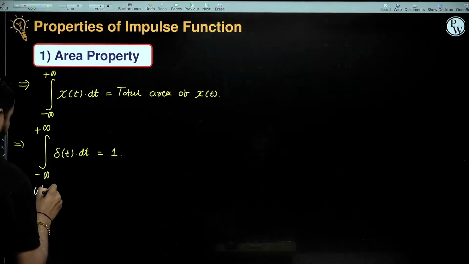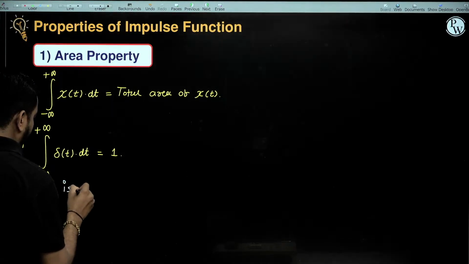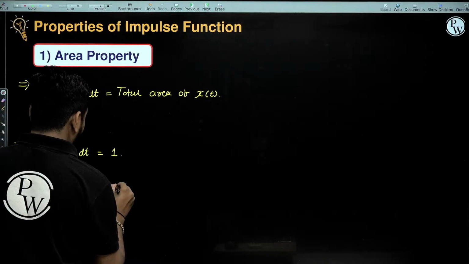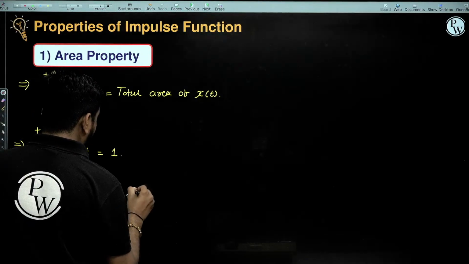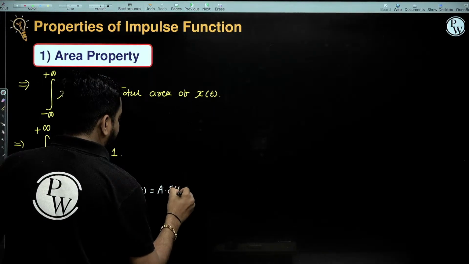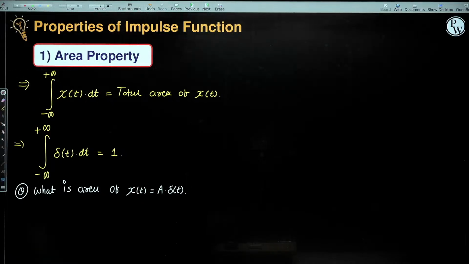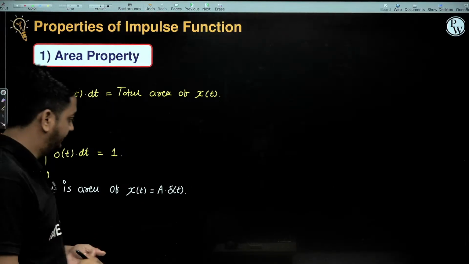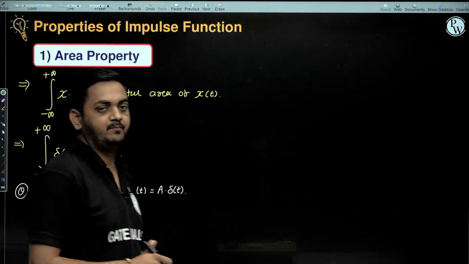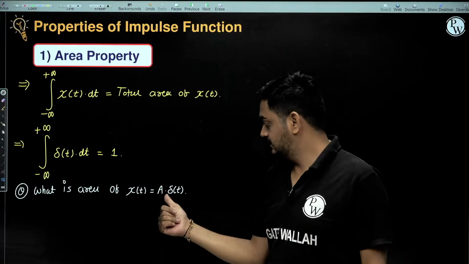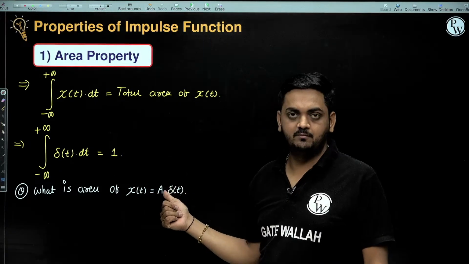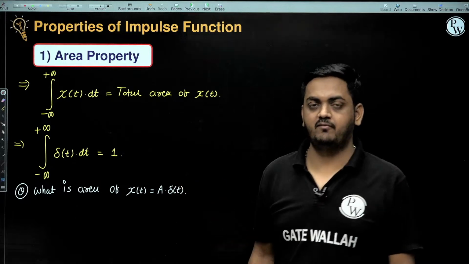What is the area of x of t is equal to a into del t guys, a into del t. So here you have to tell me whether a is the amplitude or a is area guys. Here in this example, this a is area of impulse or it is amplitude of an impulse function.